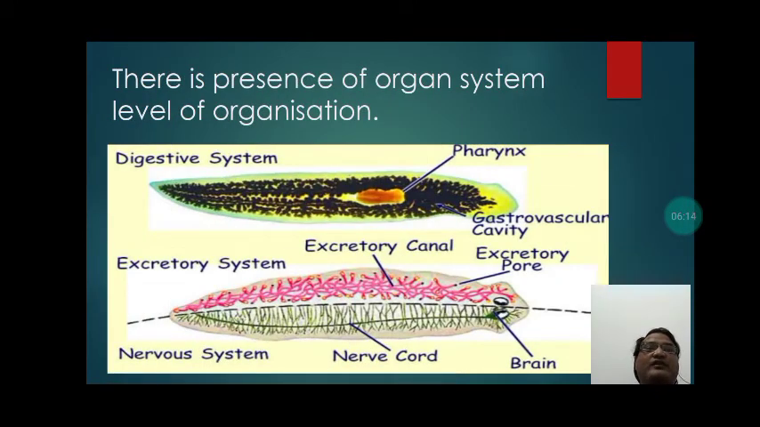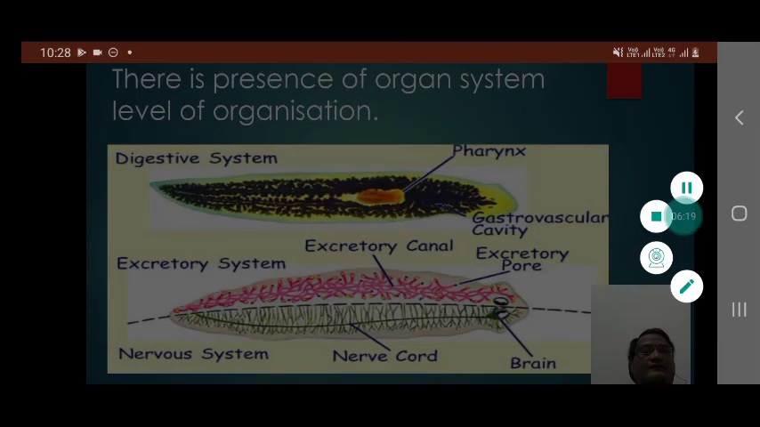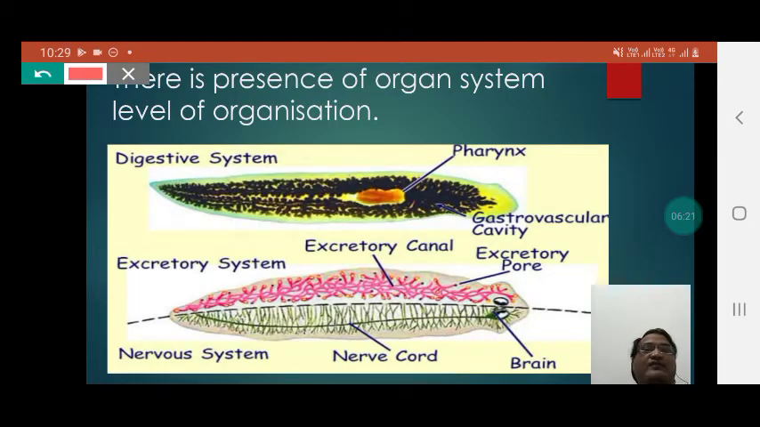There is presence of organ system level of organization. The most important feature of platyhelminth is that there is presence of organ system in the body. So students, we can say that it is the first animal from where each and every function is done by various organs present in the organism.